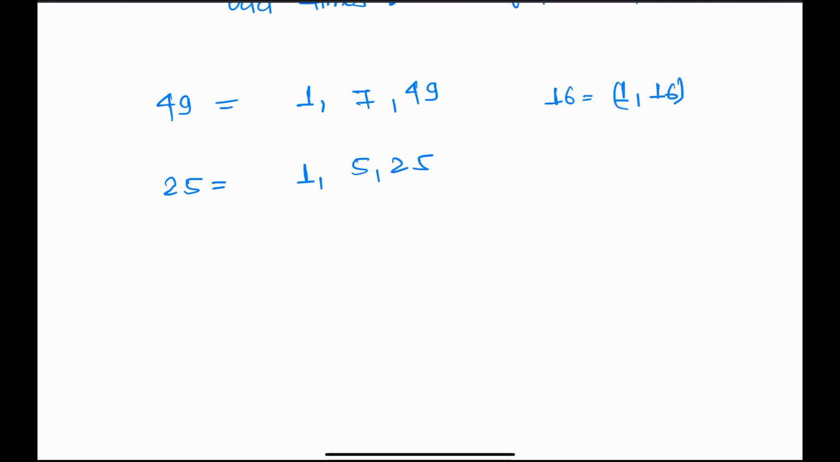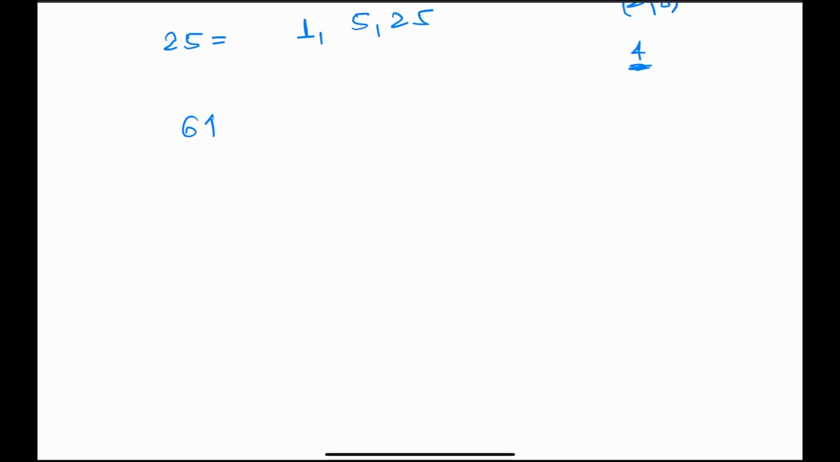Let's take any perfect square. Let's take 49. So for 49, 1, 7 and 49, these are the only ones, right? Yeah, there's nothing else. Let's take 25 also. 1, 5, 25. Let's take 16. 1, 16, correct. 2, 8, right. Then 4, only this is left, right.